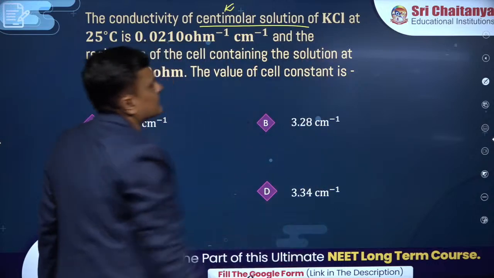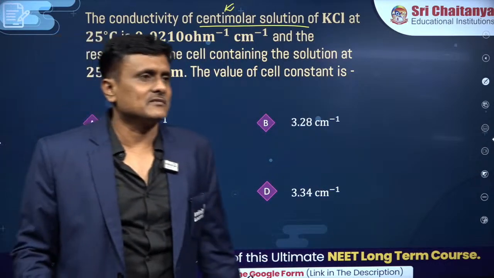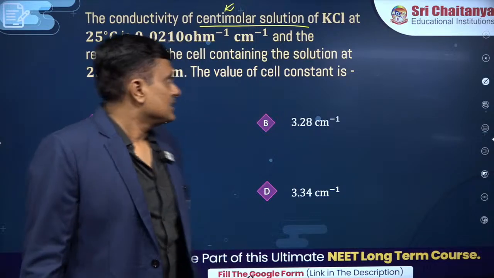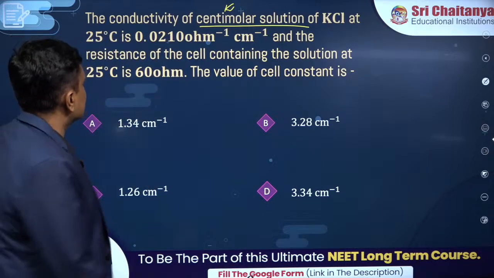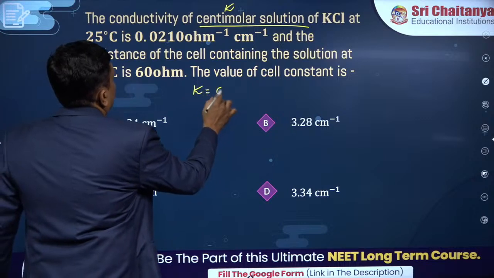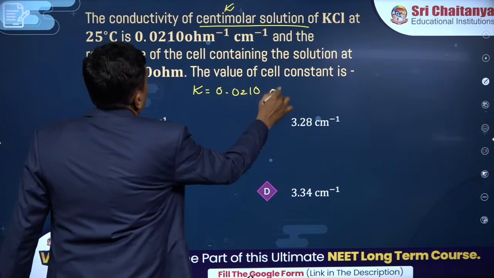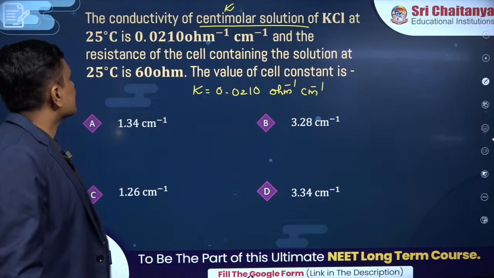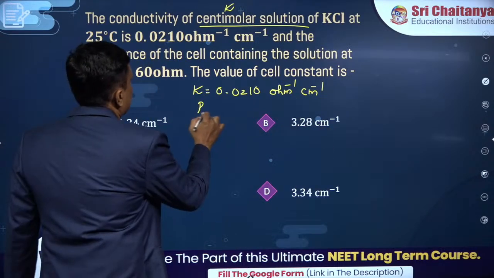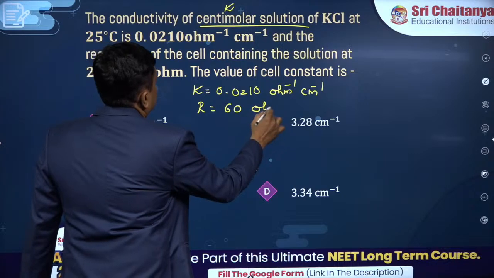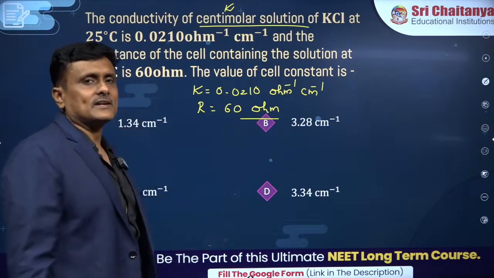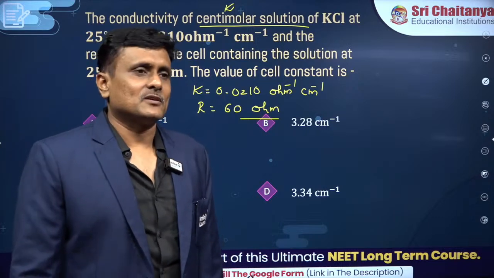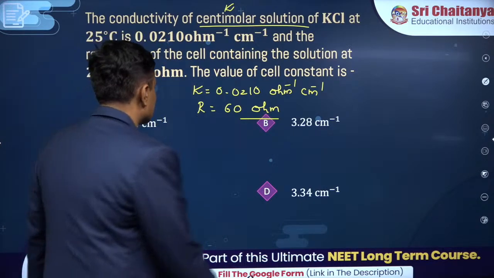This is all extra information at times. Extra information will be given to you so that you get confused. Their intent is always to confuse you. So look at this solution's conductivity, 0.0210 ohm inverse centimeter inverse, and resistance is 60. What you need to understand here is to find the cell constant. What is cell constant? You know the formula, isn't it? L by A.